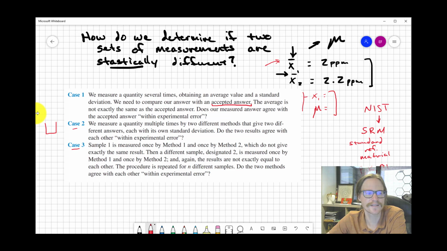And the third case is we've got sample 1, which is measured once by method 1 and once by method 2. They do not give exactly the same result. Then a different sample, determined to be number 2, is measured once by method 1 and once by method 2. And again, the results are not exactly equal to each other. So the procedure is repeated for n different samples. So you do that with a bunch of different samples. So we sort of have 3 different scenarios in which we have different tests of significance.